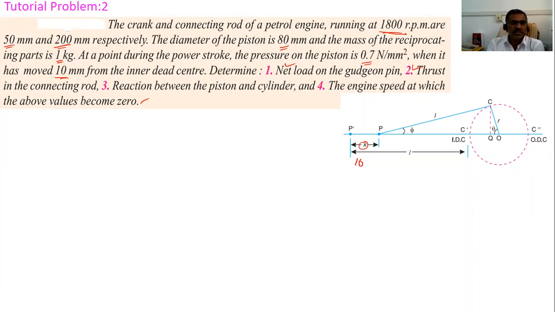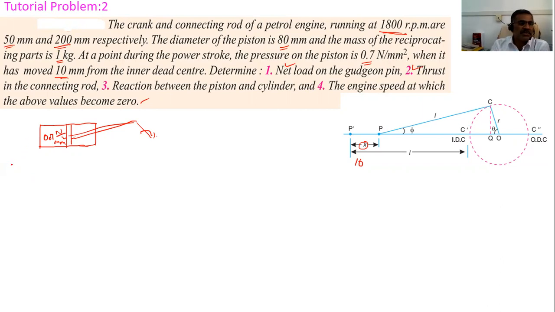So the first step is to calculate the piston force. Here we have a cylinder like this. We have a piston, and it is connected with the crank. Here the pressure on the piston is 0.7 Newton per millimeter square. We have to calculate the piston force.